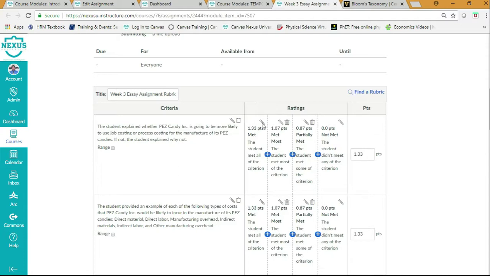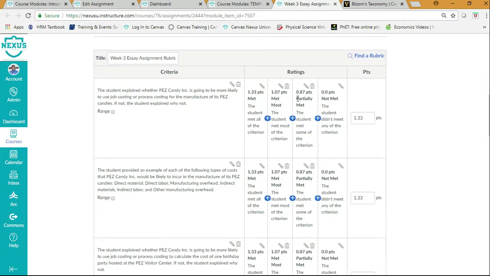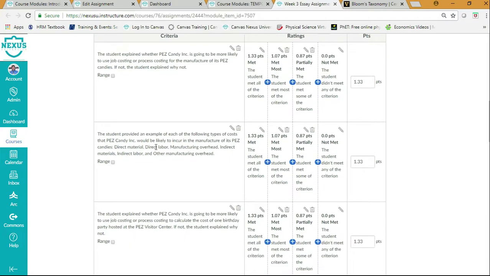Now, the ratings should remain the same. I want all the ratings to be standard across all courses. So when the student meets the whole criterion, I want them to get 100% of the points for that criterion. 100% here. Here we want 80%. This one we want 65%, and this one we got 0%. So that's the rating that I want for all courses. So 100, 80, 65, 0. And of course, you have the criteria here.